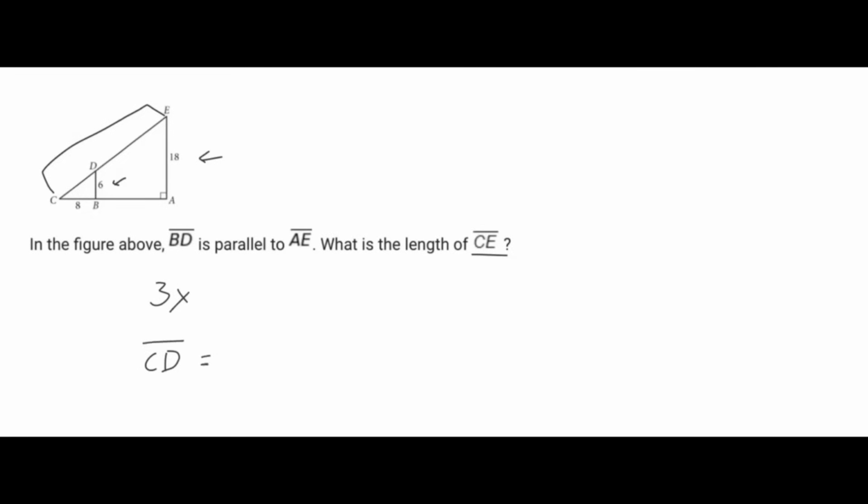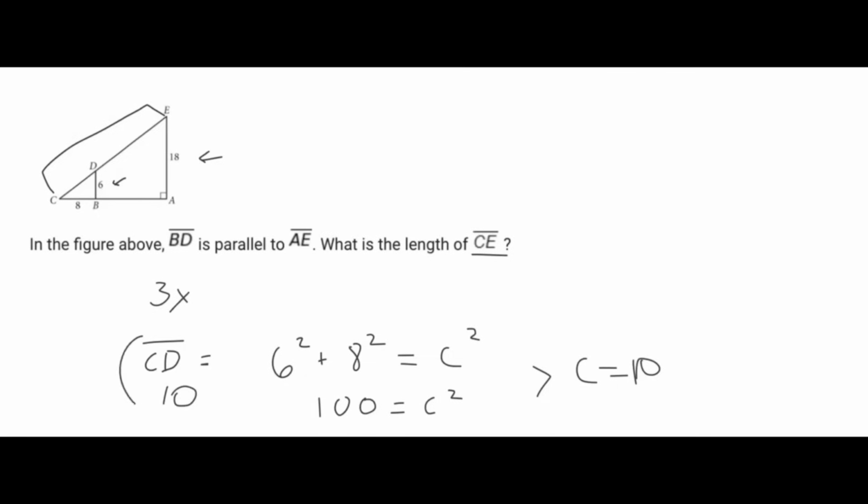So CD, well, it's going to be equivalent to, we can just use Pythagorean theorem. So we'll just say 6 squared plus 8 squared equals C squared. So we get 6 squared, 36 plus 64 is 100. And therefore, C squared equals 100. And then if we take the square root of both sides, we ultimately get C equals 10, right? So in our case, C would just be the side length of side CD.